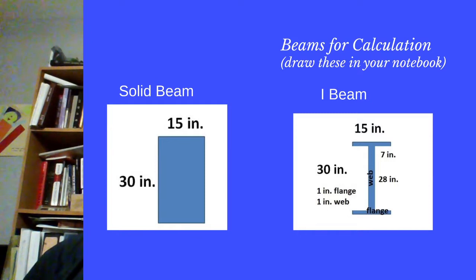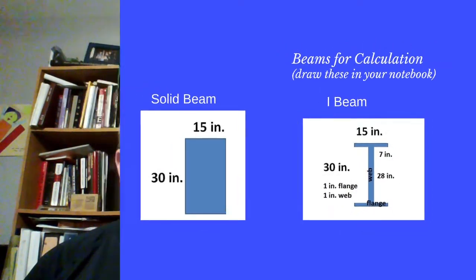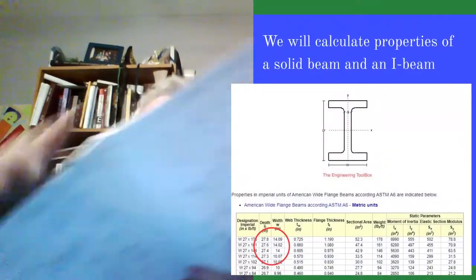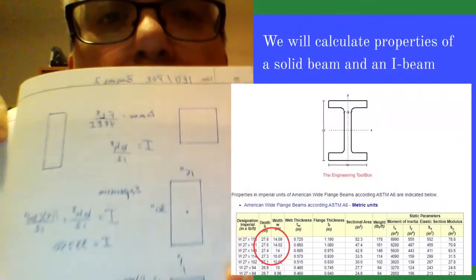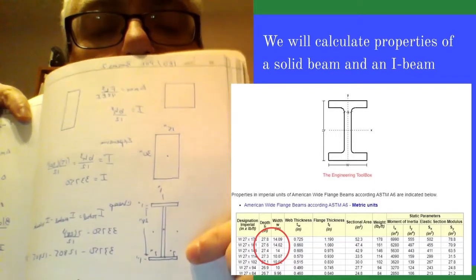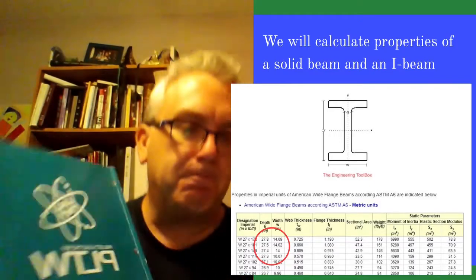So take a second, pause the video, and make sure you have both of those drawn in your notebook. That's your IED assignment for today. Make sure you have all the dimensions and everything on it. And here's what mine looks like. So there's my solid beam, and there's my I-beam in my notebook.